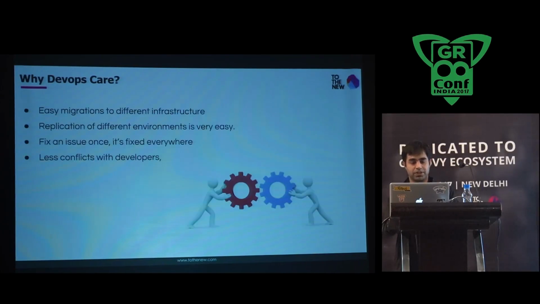DevOps care because of easy migration to different infrastructure, and replication. You could still say to your client, you know what, I need 7 days to move to cloud. And then you say, okay, it's done in 1 day. So a 6-day party. Just kidding. Replication of different environments is very easy. Fix an issue once, it is fixed everywhere. Less conflicts between developers and DevOps.